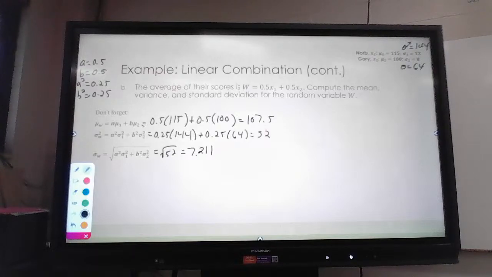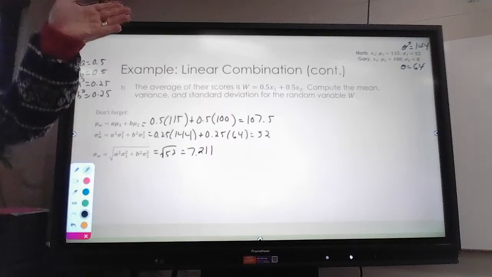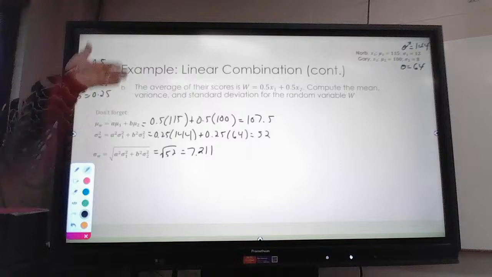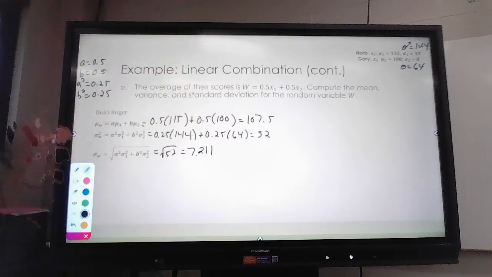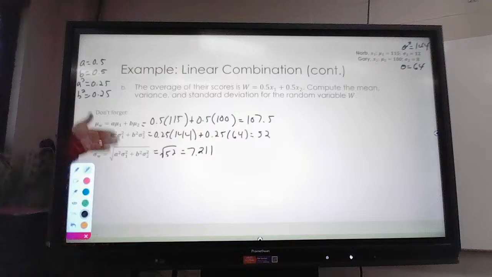So again, as long as you can find your a and your b and know how to square them, and as long as you can find the variance, you'll be able to work these types of problems because the mean and standard deviation are already given to you. And the formulas here are already given to you. And on the Math Excel, they will also be given to you.